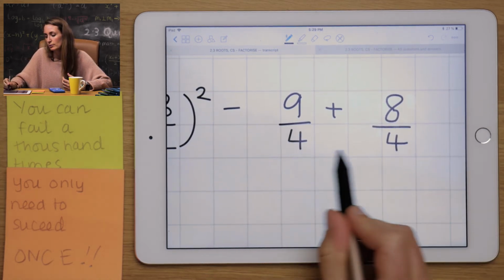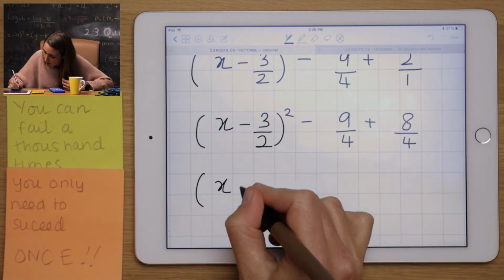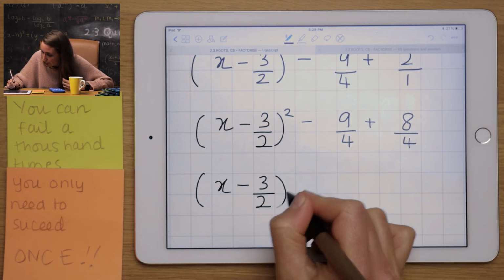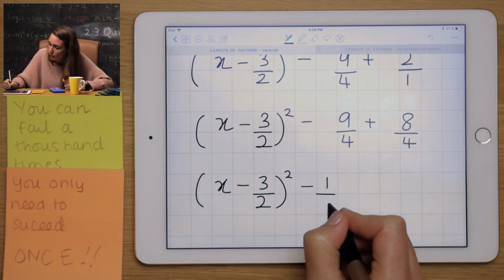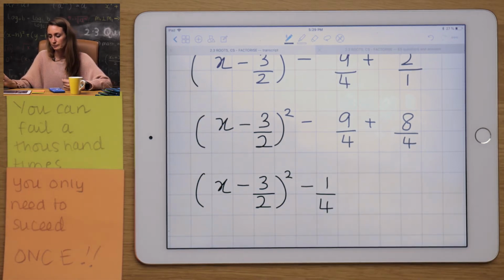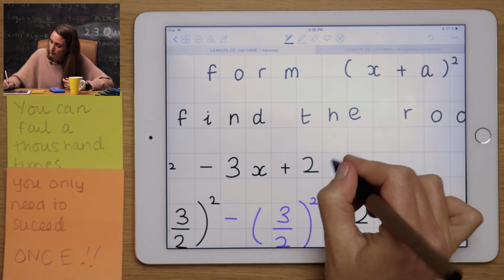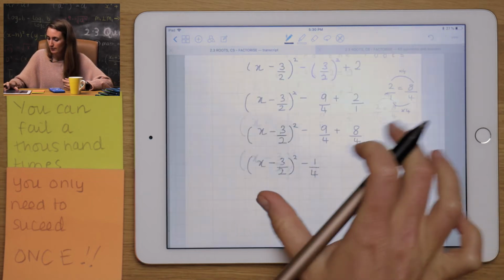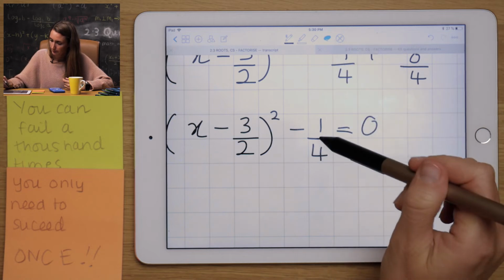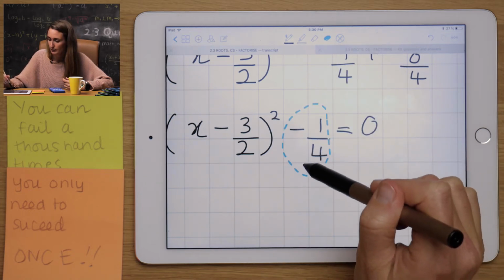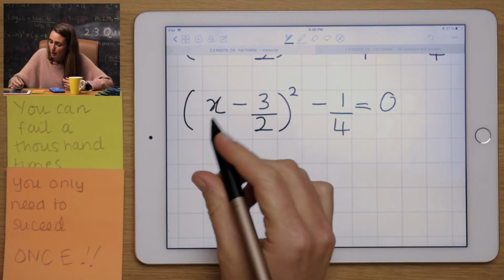Now I have a common denominator, the bottoms are matching, of fractions of 4. I can add them together. Minus 9 plus 8 is minus 1 over 4. If you want to keep going and get the roots, this expression equals 0, so we add the equal to 0 here. We bring the minus a quarter to the other side and it will become plus a quarter, or 0 plus a quarter.